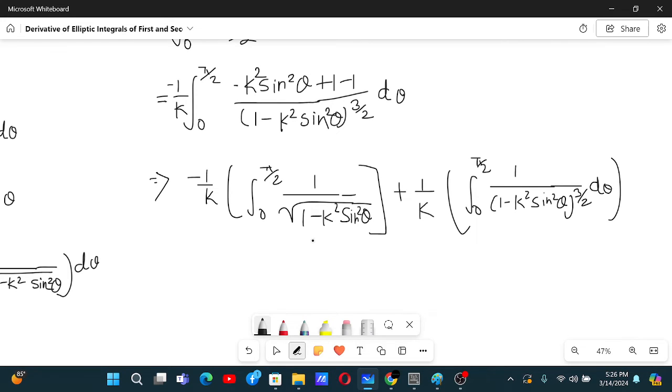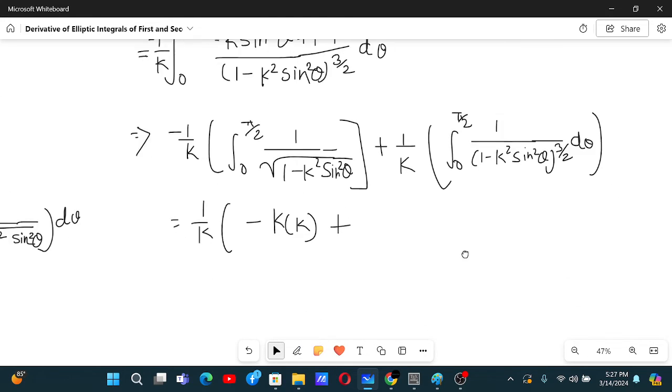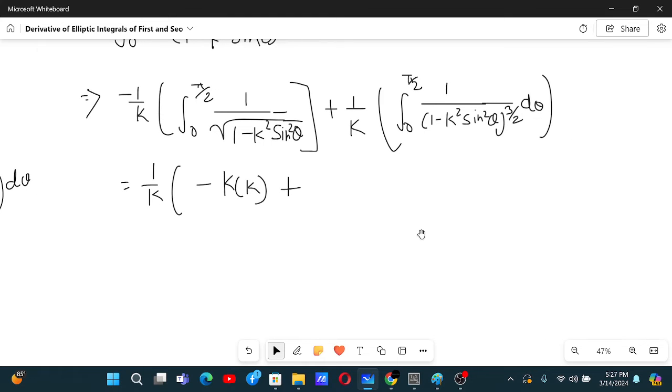Now if we take just 1 by 2 common, this is minus of capital K of k. And it remains to find this thing out. For this one, we will try to use the hypergeometric function and then use some transformations. That way it will work. Okay, fine.